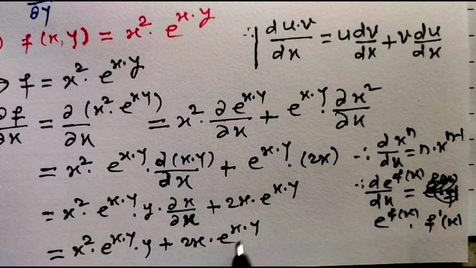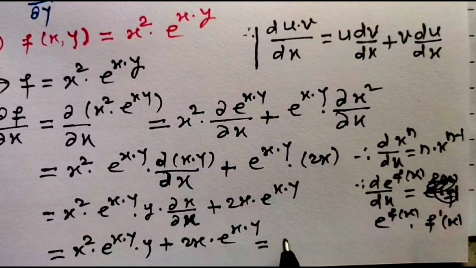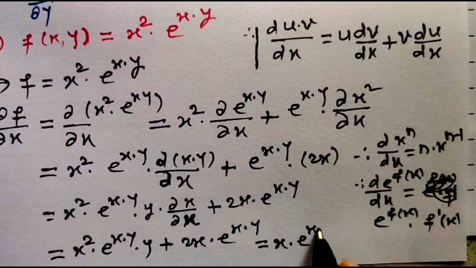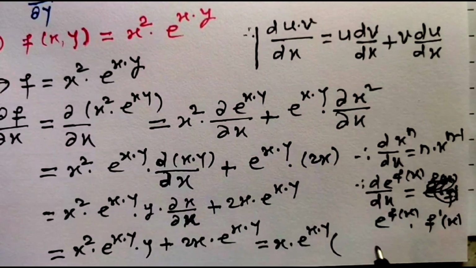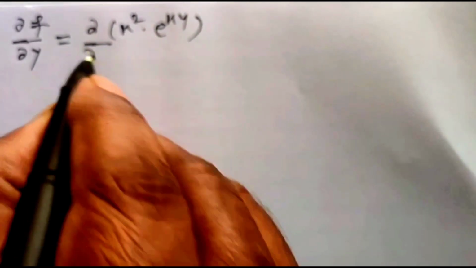If you want, you can take e to the power xy common with x. So this is equal to x into e to the power xy into the bracket remains xy plus 2. Now let us find the partial derivative of the given function with respect to y, that is the partial derivative of f with respect to y. This is equal to the partial derivative of f, x square into e to the power xy, its partial derivative with respect to y.